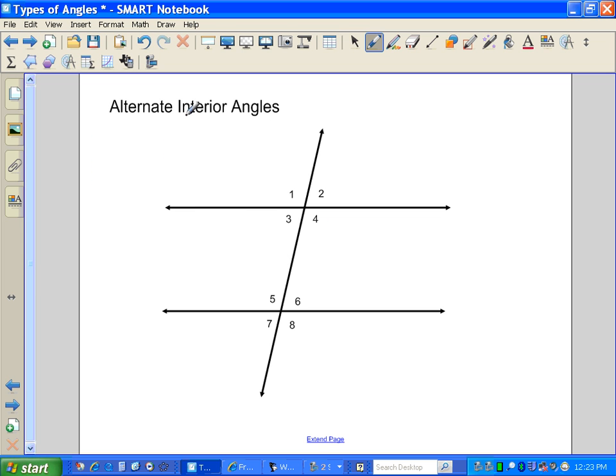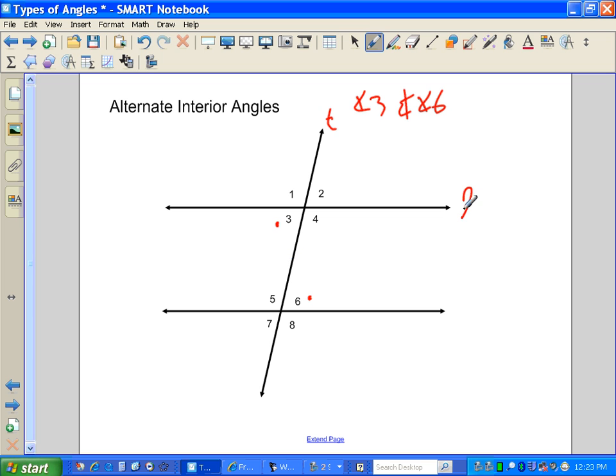Alternate interior angles, okay, that's like angle 3 and angle 6. Angle 3 and angle 6. So they're alternate because they're on opposite sides of the transversal. That's what this thing here is called, a transversal. And they're interior because they're in between my two lines here.